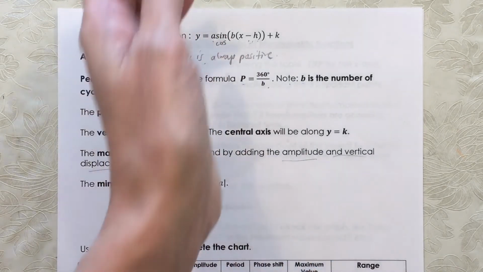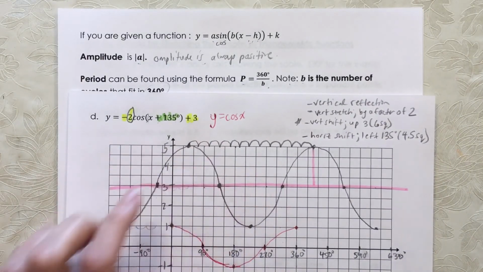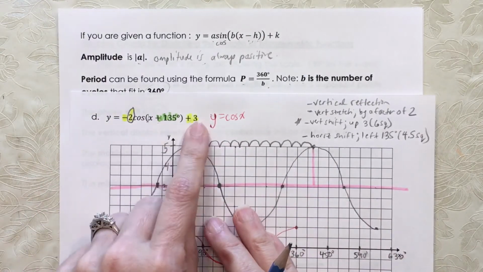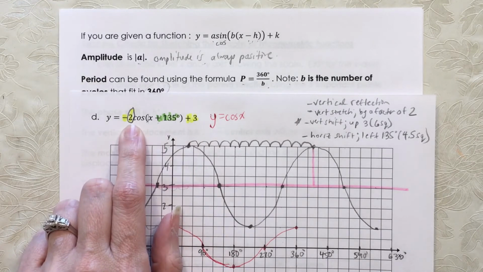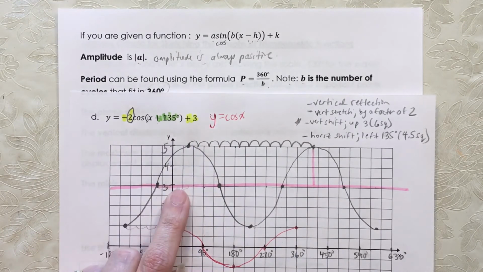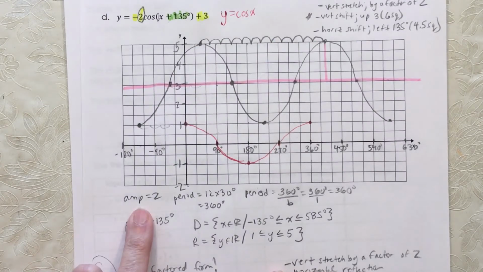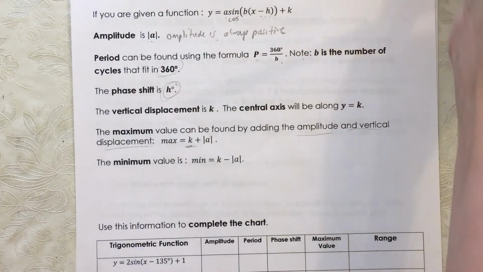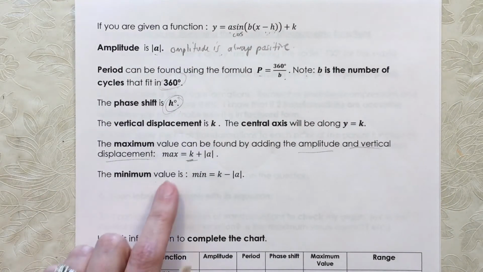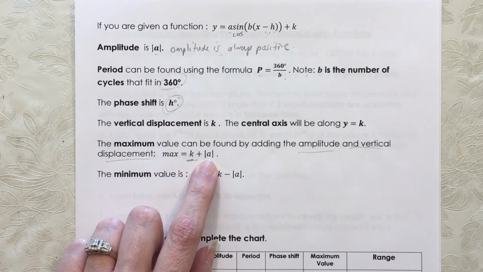So let's see if that works out. So here's a question. If I just wanted to get my maximum value from this equation here, it says take my k value, which is 3, and add my amplitude, which is 2. 3 plus 2 is 5. Then you can also see here's my central axis, plus my amplitude, which was 2. 3 plus 2 gives me 5. So there's a formula that gives you the maximum. It's the k value, which is your vertical displacement, plus your amplitude.